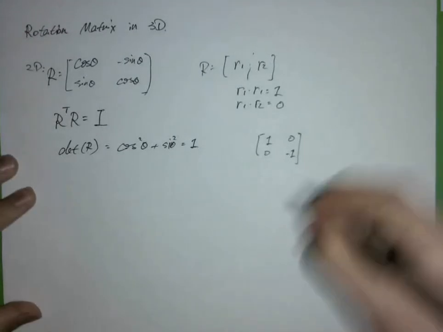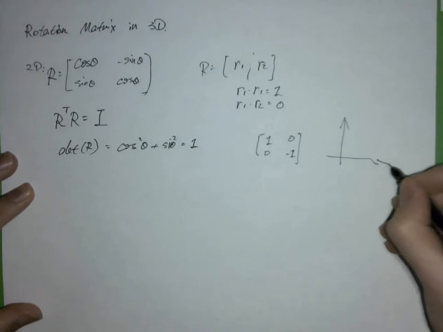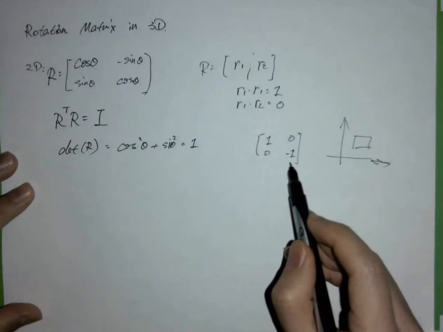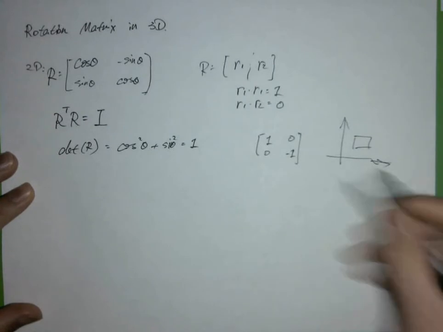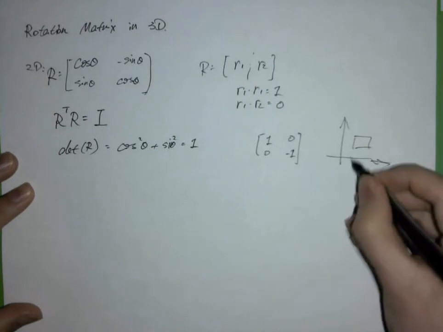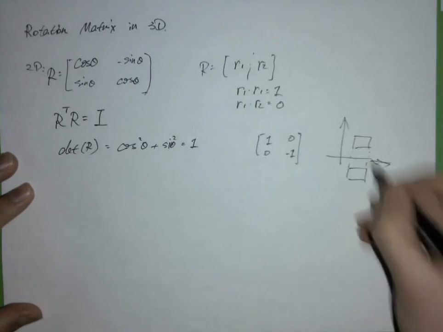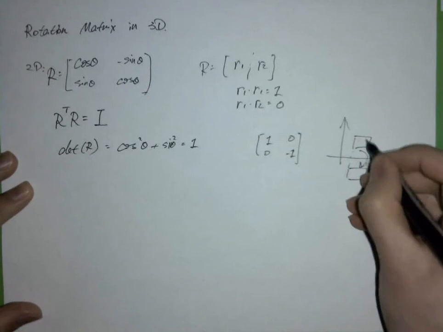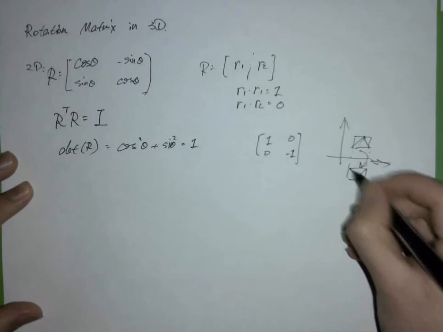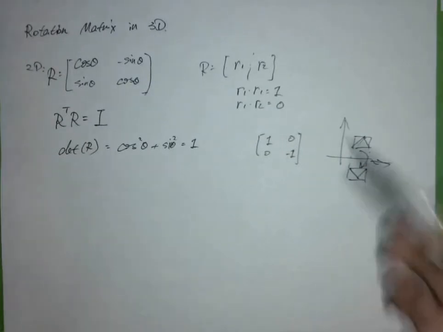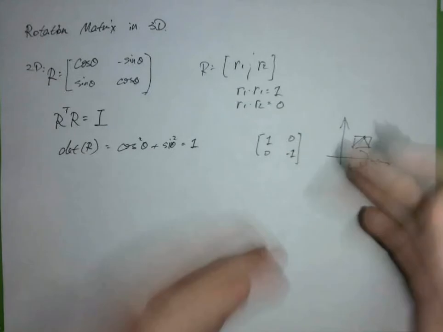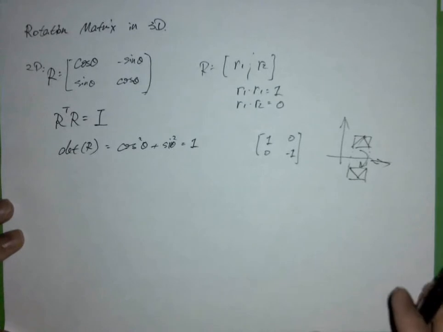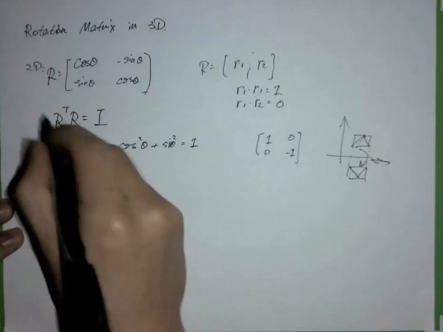If I have an object here, multiplying by this matrix will flip the sign on the y-axis, so the object ends up in this place. Let me draw it in a different shape. You cannot really rotate it here; the only thing you can do is reflect. And in 3D, those two properties hold too.